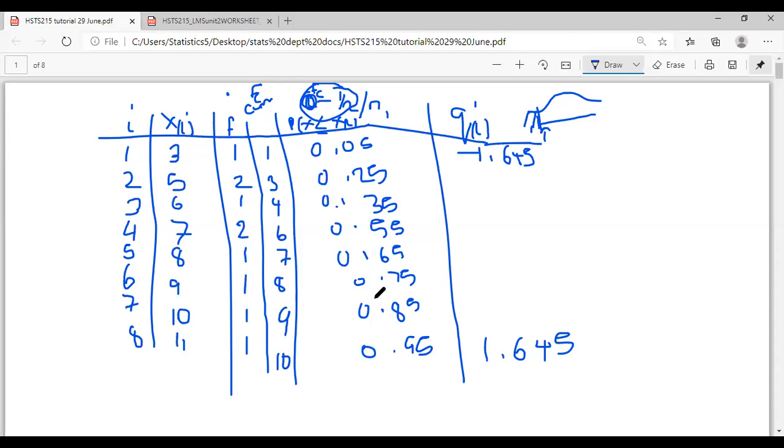Right, so this is how you get this column. And then I'm saying here you find the quantiles or the z-scores that correspond to these values.